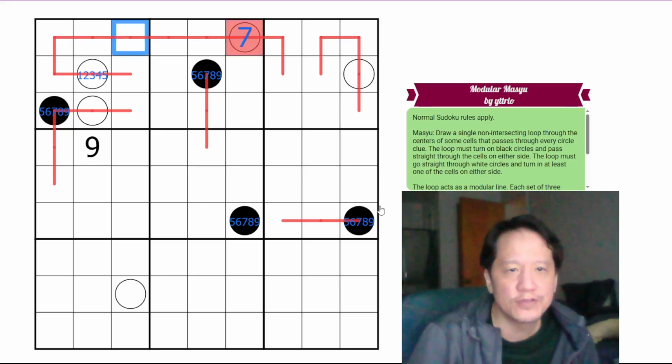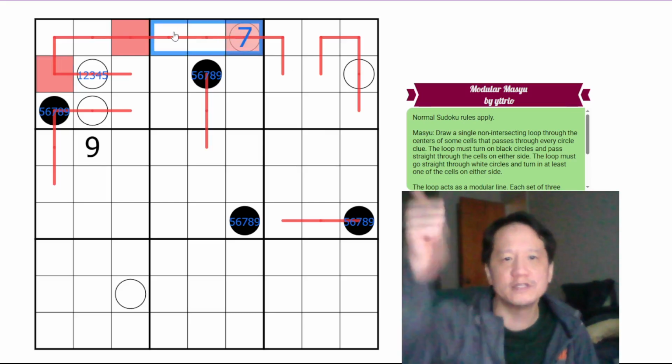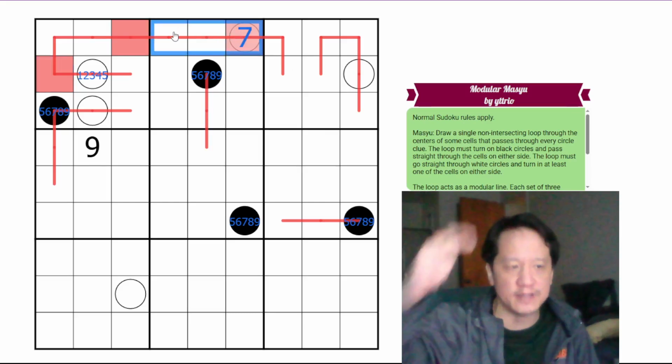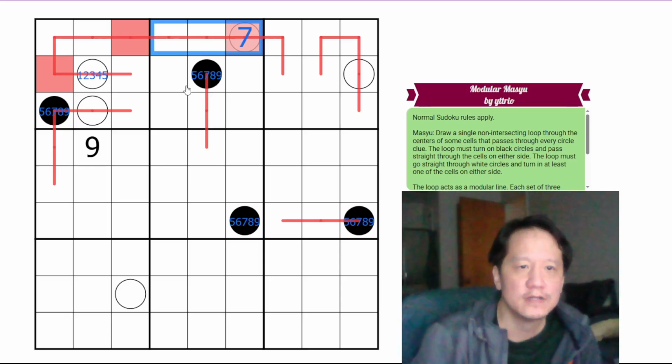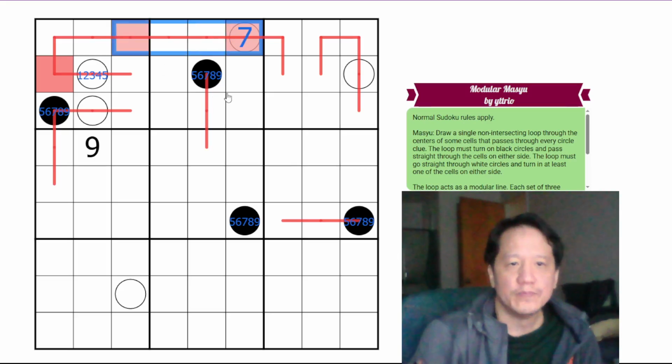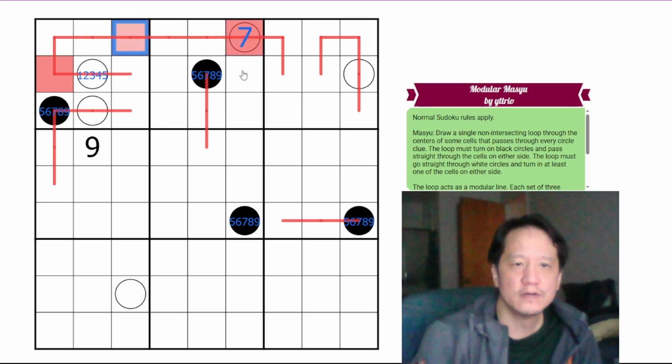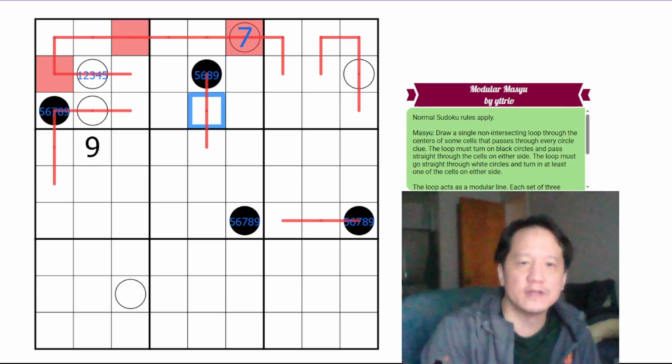So every third digit on a modular line is going to be the same set because you'll lose one set, which means you have to gain that same set in the next digit along the line. So this is 7, which means this cannot be 7 here.